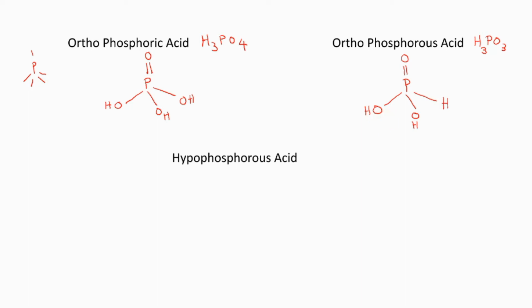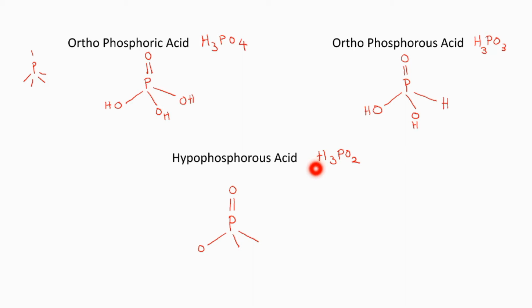Now, hypophosphorus acid H3PO2. 1 oxygen will be less compared to orthophosphorus acid. Now draw the structure. Phosphorus will be present and double bond O will be always attached to that. Then 3 more bonds should be attached to phosphorus. Out of these 2 oxygen, we have utilized only 1. So 1 oxygen will be directly attached to phosphorus.